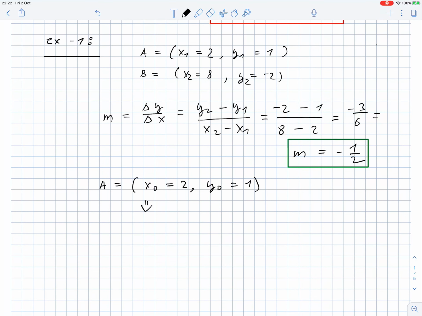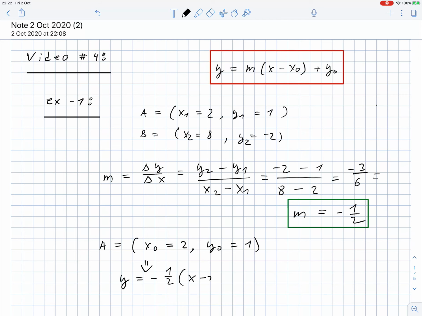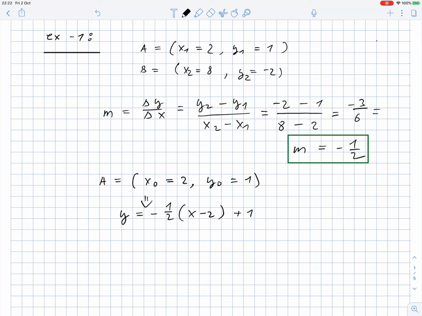So now we can finally find the expression for the linear function. Minus half times x minus 2 plus 1. Let's open the brackets. Minus half times x plus 1, plus 1. And there you go, we have minus half x plus 2. This is our linear function.